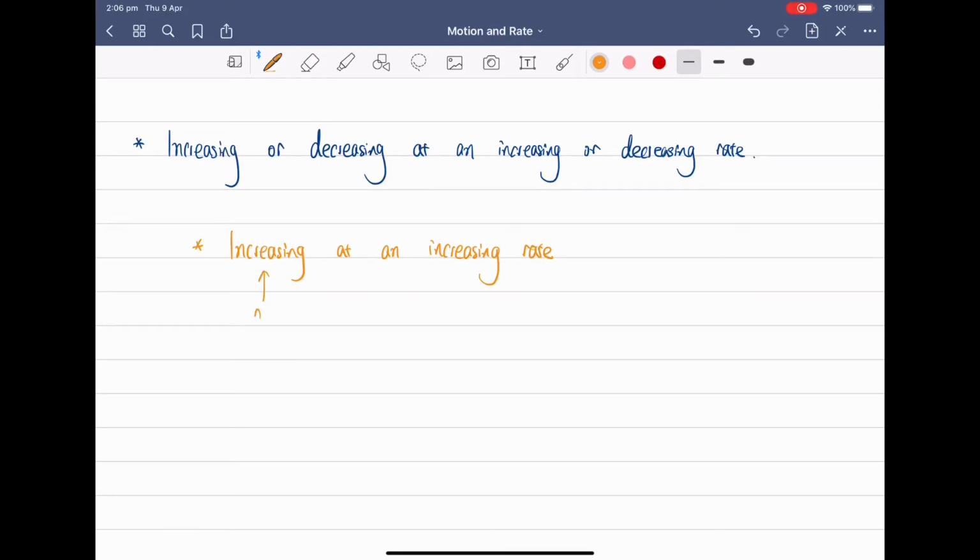Increasing here means f'(x) is positive, which means f(x) is increasing in the interval. And then at an increasing rate tells you that the second derivative is also positive. All right, not equal to 0 but positive, greater than 0. So that is increasing at an increasing rate.